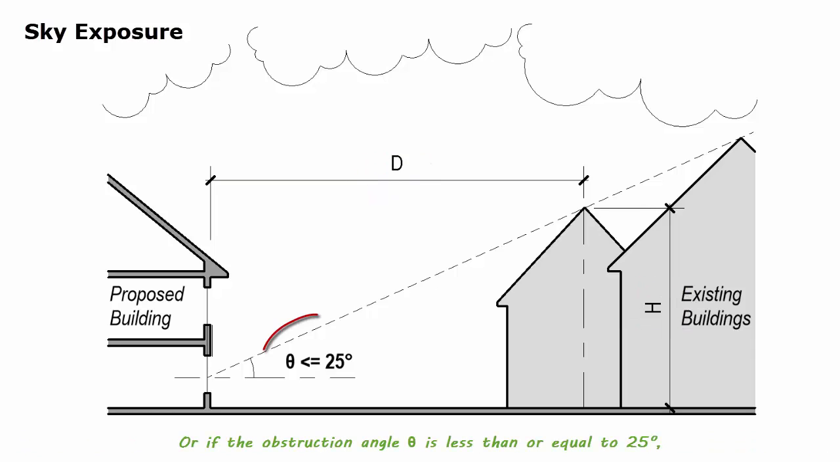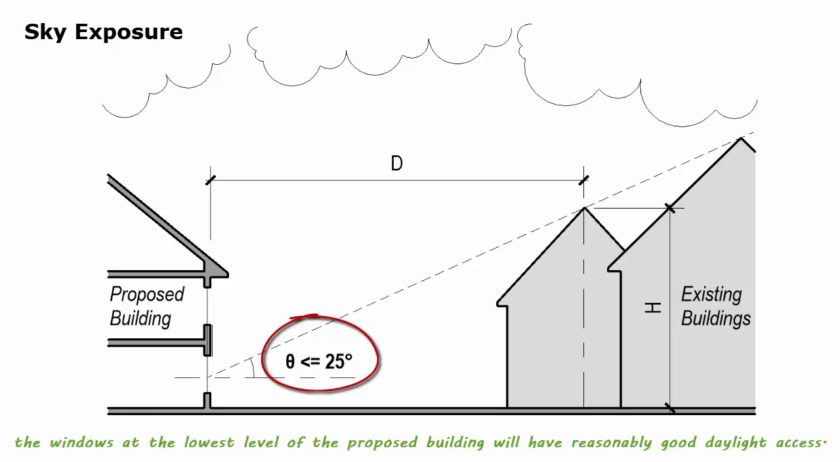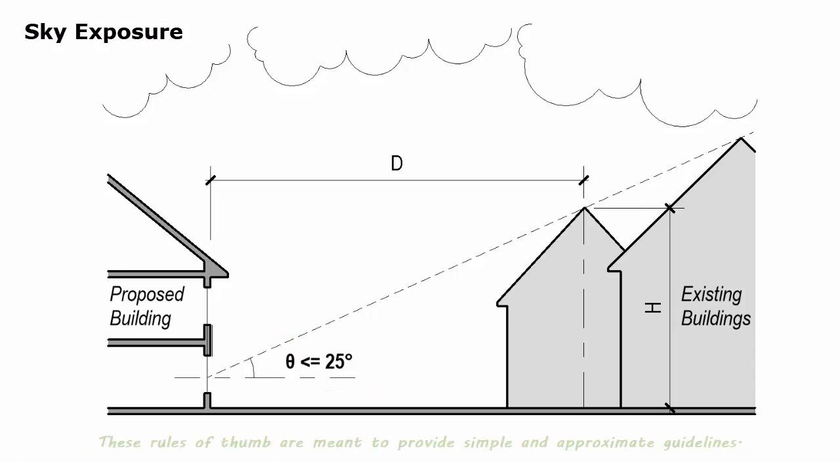Or if the obstruction angle theta is less than or equal to 25 degrees, the windows at the lowest level of the proposed building will have reasonably good daylight access. These rules of thumb are meant to provide simple and approximate guidelines. For any in-depth assessment tasks, physical or computer simulations may be required.